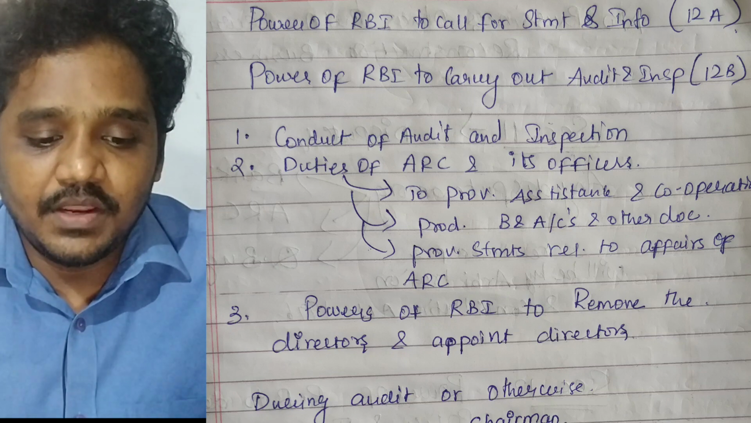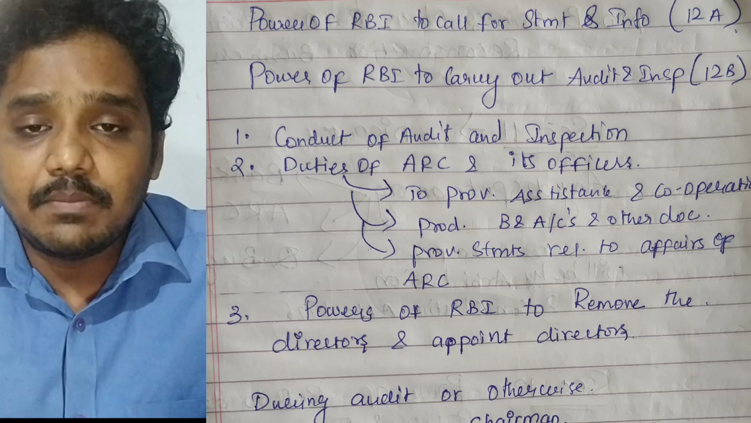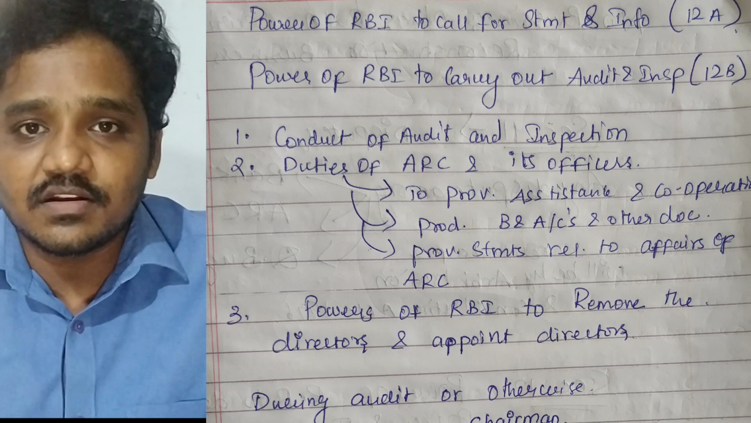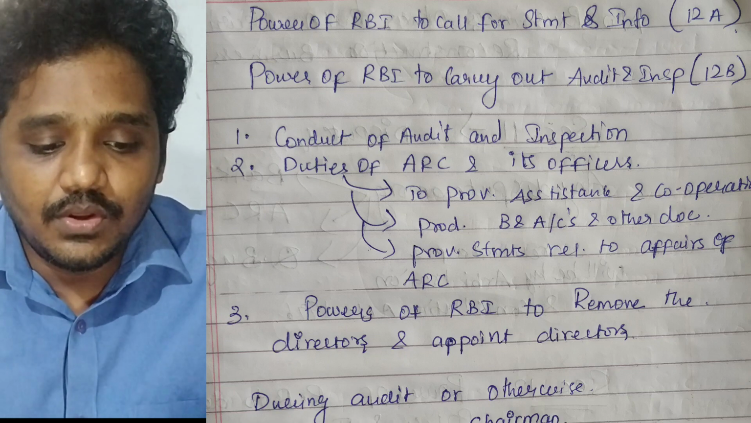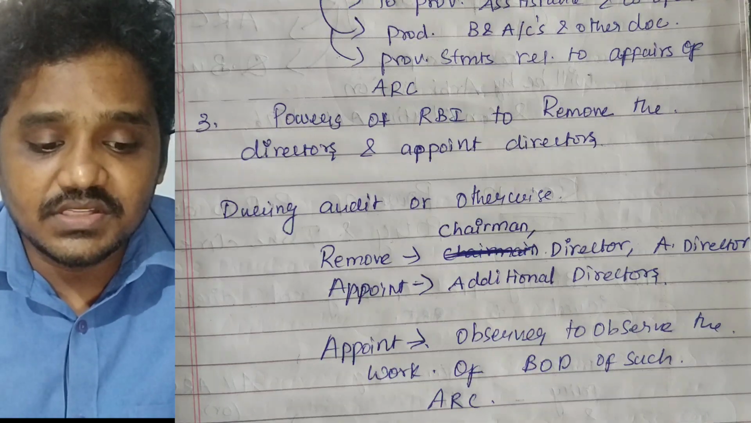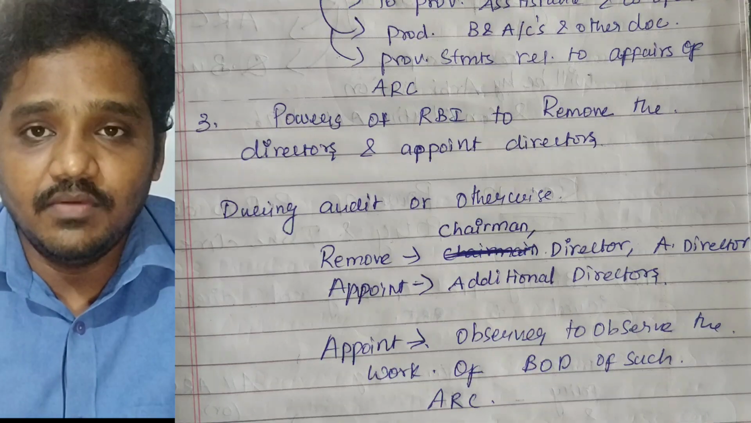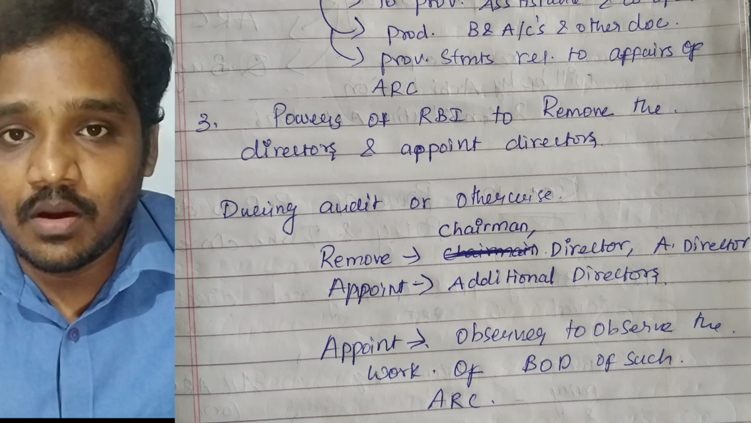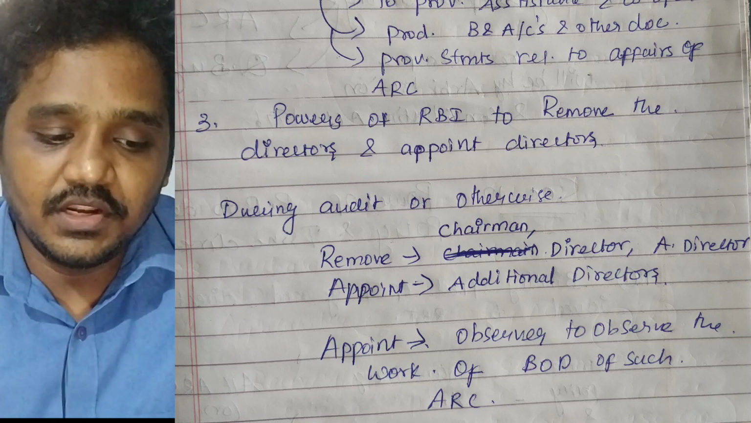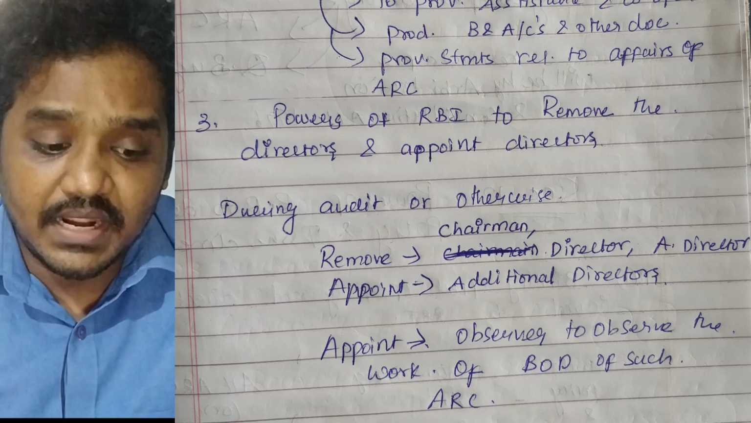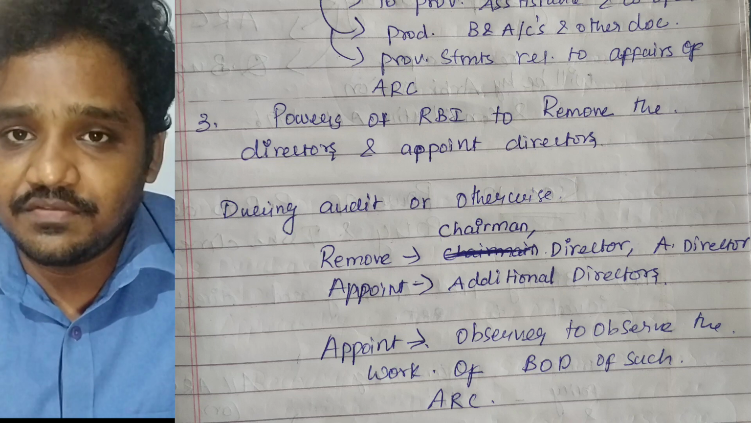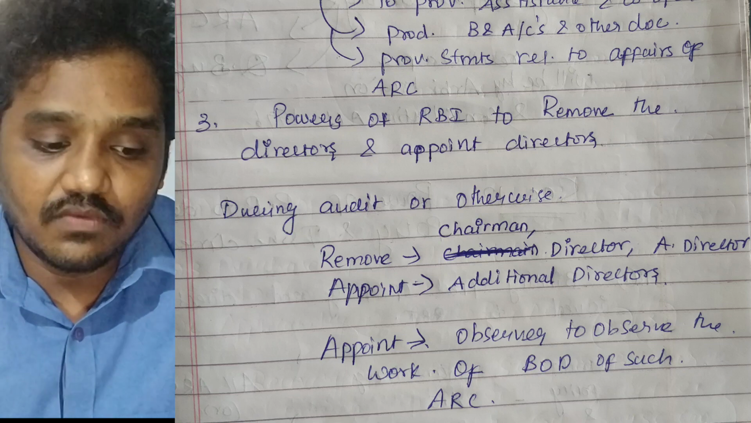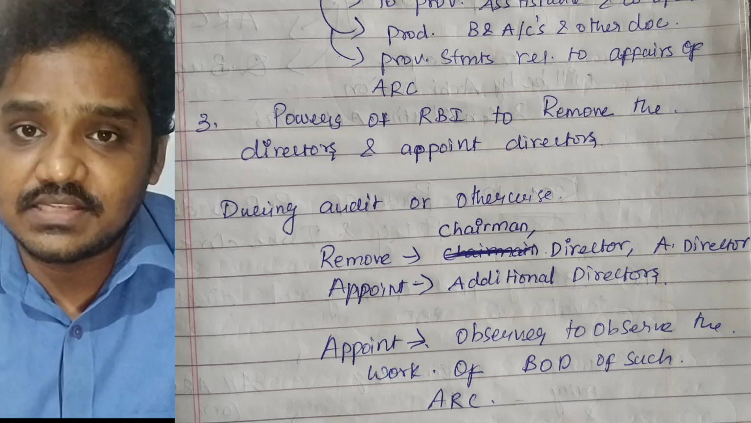Now, powers of RBI to remove and appoint directors. RBI will have extreme power relating to appointment and removal of directors of asset reconstruction companies during audit or otherwise, in a situation where the need comes. During audit or otherwise, RBI can remove or appoint. They can remove the chairman, directors or additional directors, and they can also appoint additional directors if necessary. And they can also appoint an observer to observe the work, books and board operations of such asset reconstruction company.